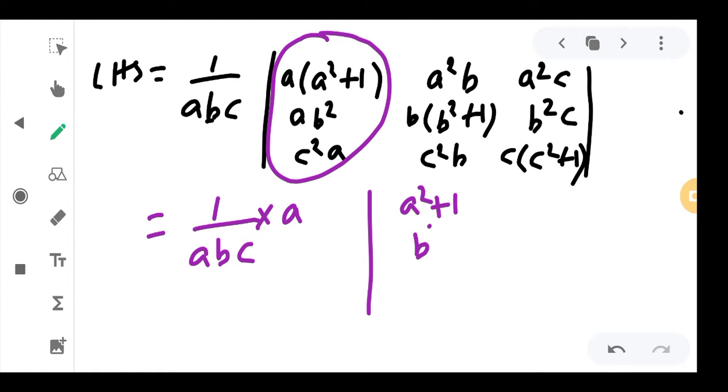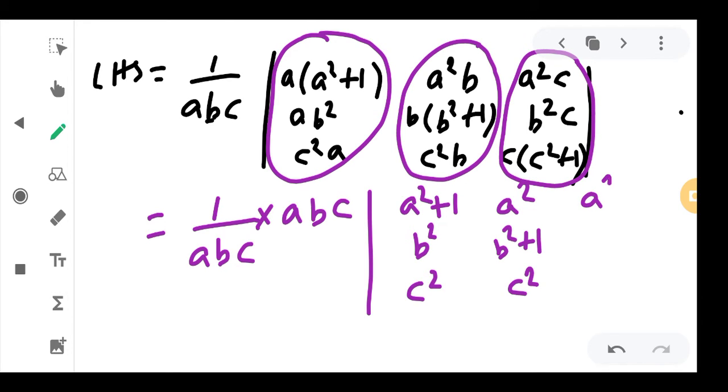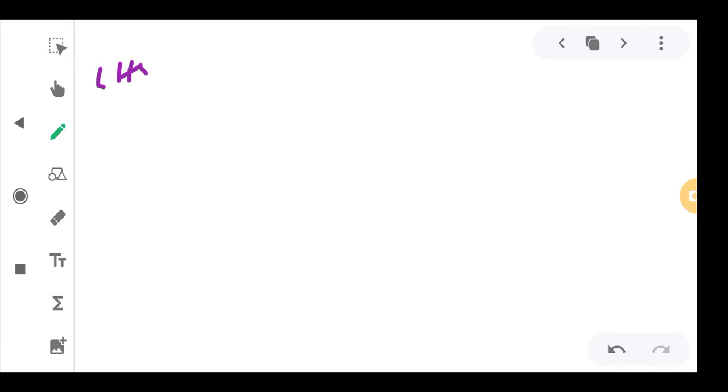I am taking common a square, then b square, then c square. Similarly, from the second column I am taking common b. So b I am taking common, then this will become a square, b square plus 1, then c square, correct? And similarly from the third column I will take common c, then a square, b square, then c square plus 1. This is fine. Okay, so now this will cancel with this. So the outside became cancel, and now our LHS will become like this.